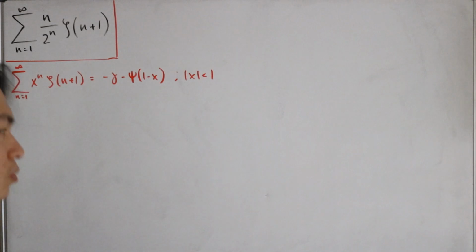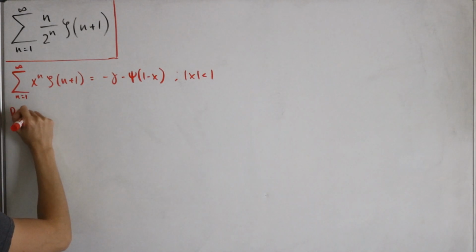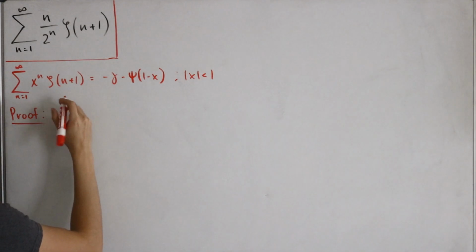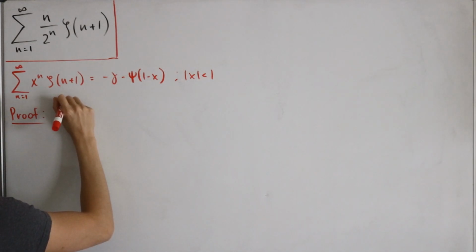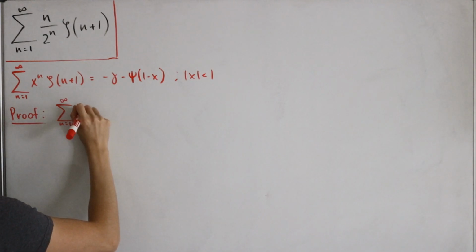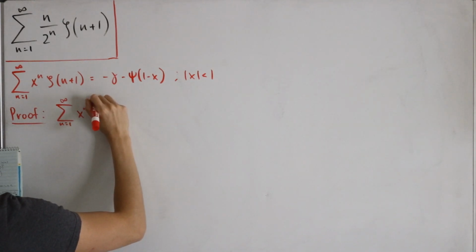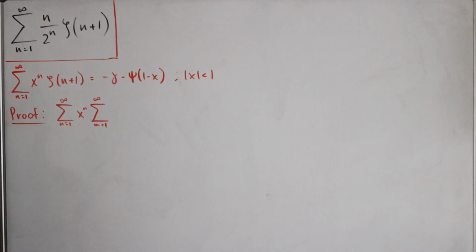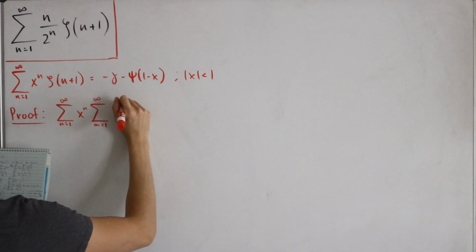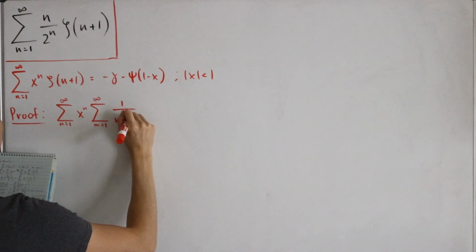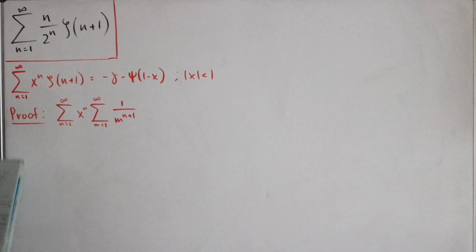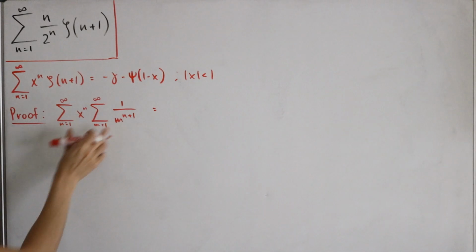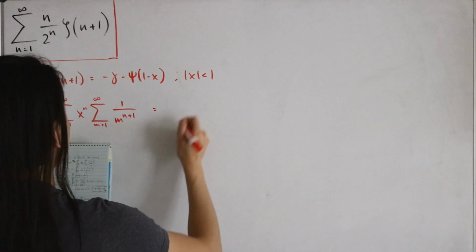To prove this, we're going to utilize the following definition of the Riemann zeta function, so you'll see that we have a double sum. We have the infinite sum from n equals 1 of x to the power n, multiplied by the infinite sum from m equals 1 of 1 divided by m to the power n plus 1. Now we can interchange our sums because both are absolutely convergent, which validates this.